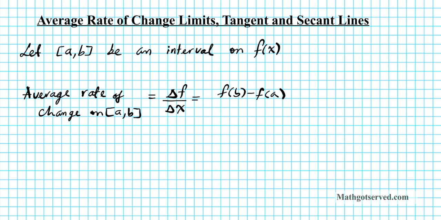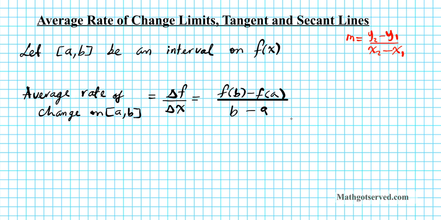This is known as your rise. If you think about your slope formula, rise over run, delta f is basically the rise, okay? And then delta x, this is going to be f of b minus f of a over b minus a. All right, over b minus a. So if you remember the slope formula, m equals y2 minus y1 over x2 minus x1, this is exactly what we're talking about here, okay?